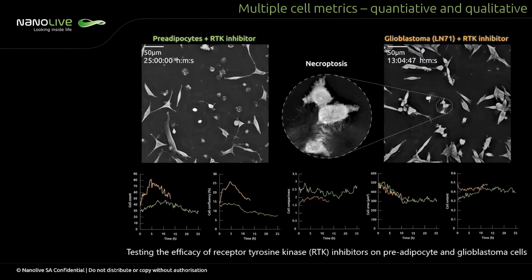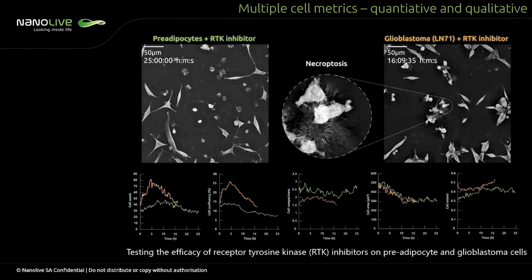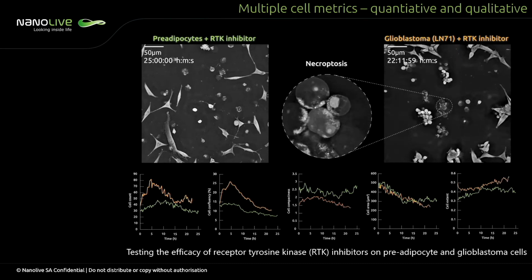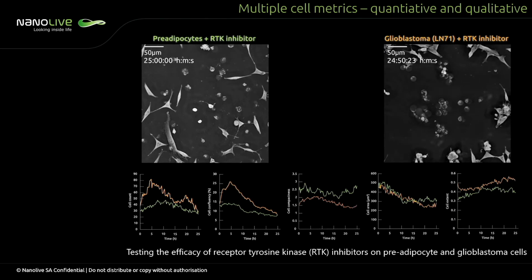So this is the qualitative information that you can get, and beneath you can see the graphs of the evolution over time of the cell population in terms of the cell count, the cell area, and etc. And this really provides you quantitative information to support your data.